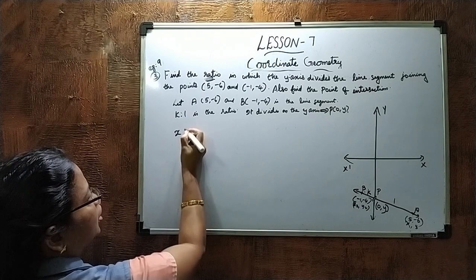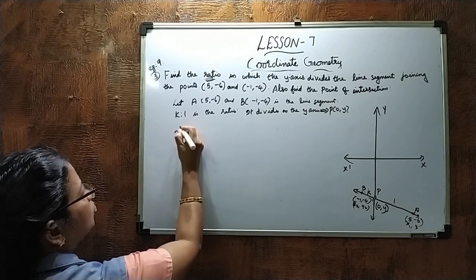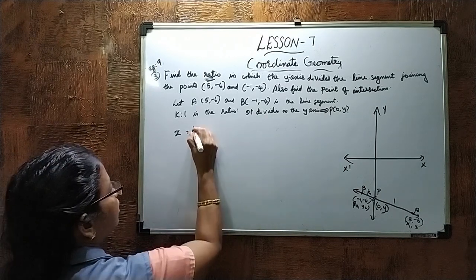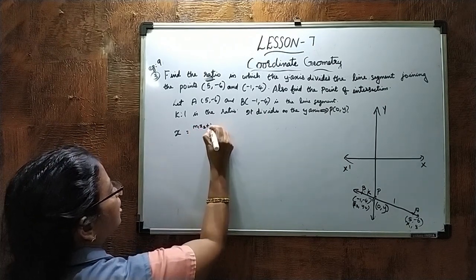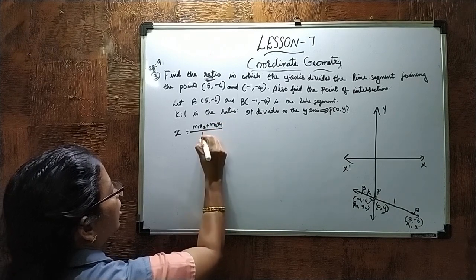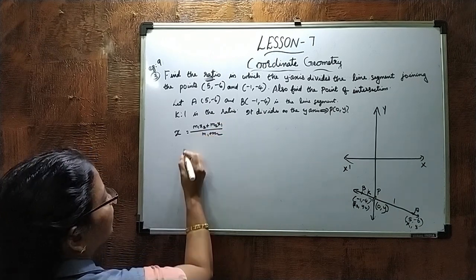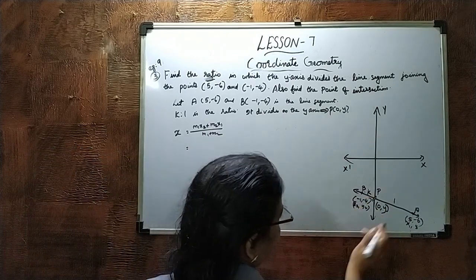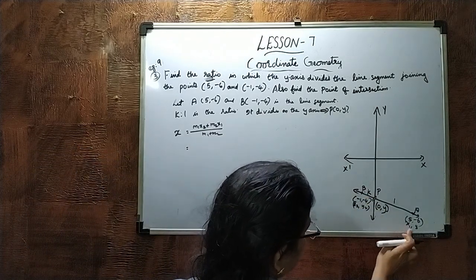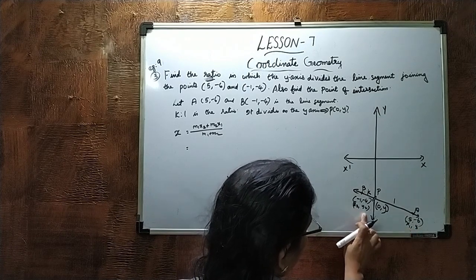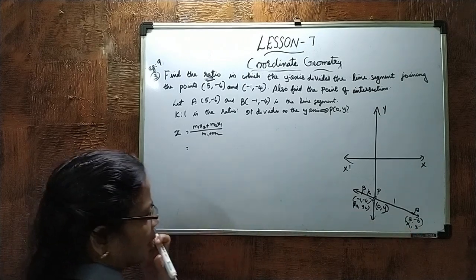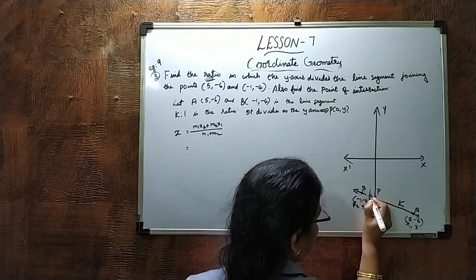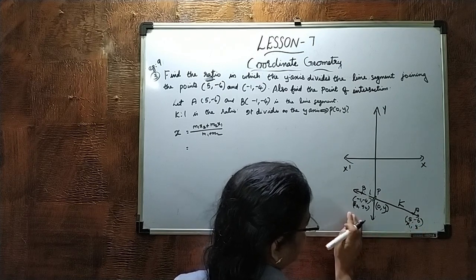X coordinate of P, right? So x coordinate of P is, what is the formula for that? (m1 x2 + m2 x1) divided by (m1 + m2). That means m1 is what? K, right? So it is k is to 1. So here it is taking x1, y1, here it is x2, y2. So here it is k, here we will write, okay? K is to 1, from x1, y1 to x2, y2.